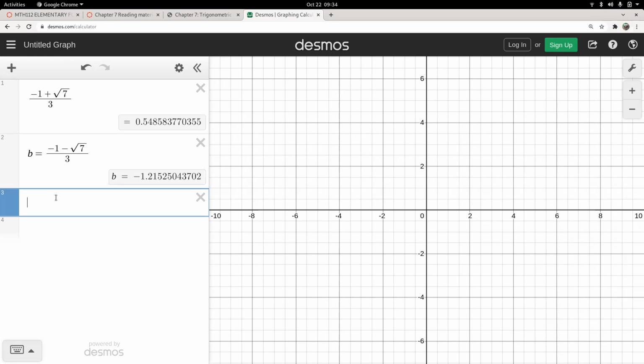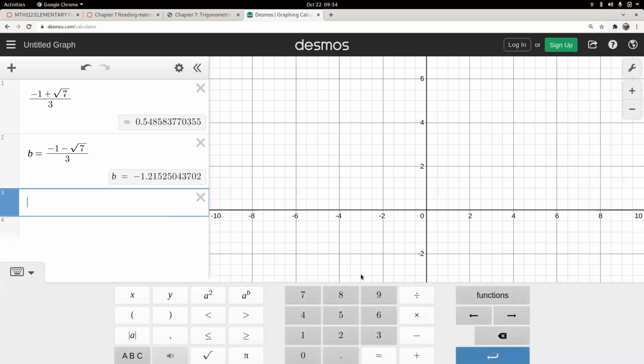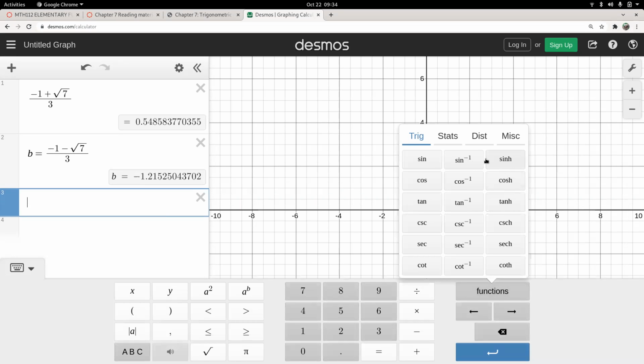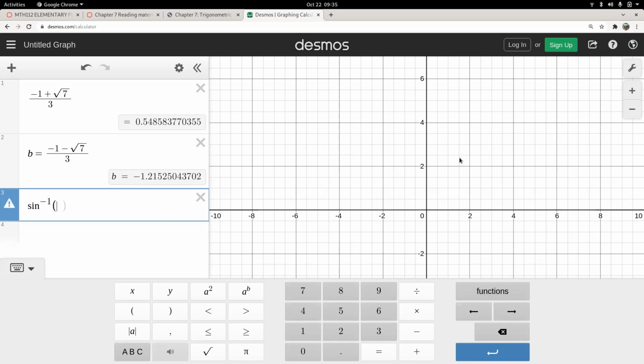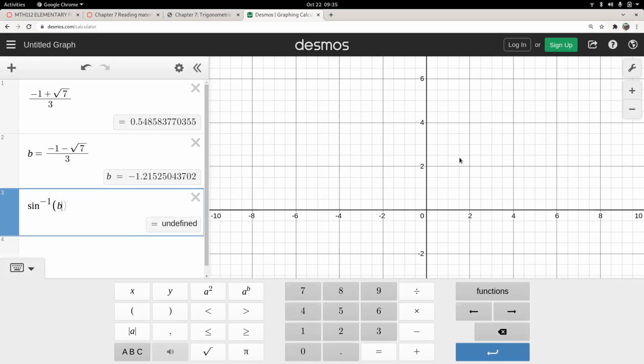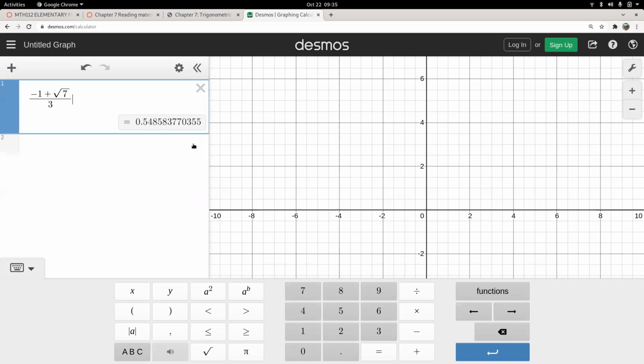And if I ask what is, we can bring up the sine inverse or type arc sine of that number B, I'm going to get an undefined, because the sine inverse doesn't know anything about that. So sine inverse can only handle numbers between -1 and 1, and it's only going to output angles between negative pi over 2 and pi over 2. This isn't in that range, so that right there is not a solution. So my only solutions come from that other root there.